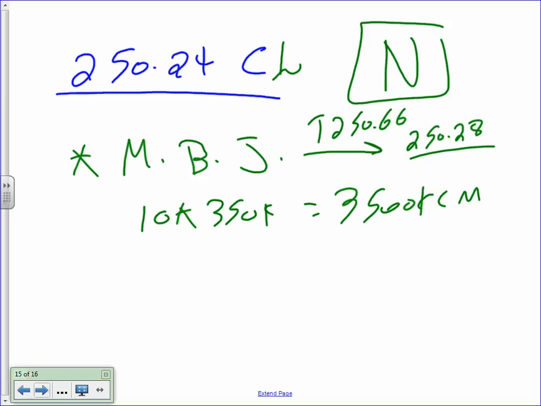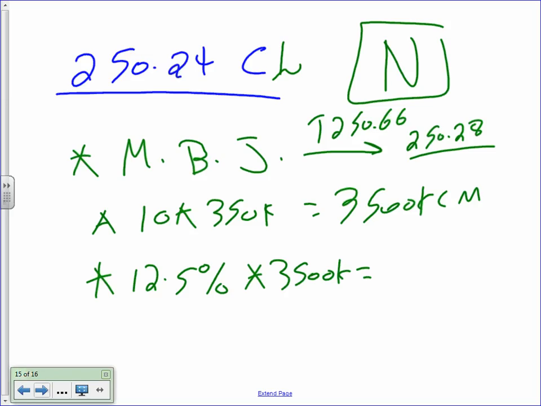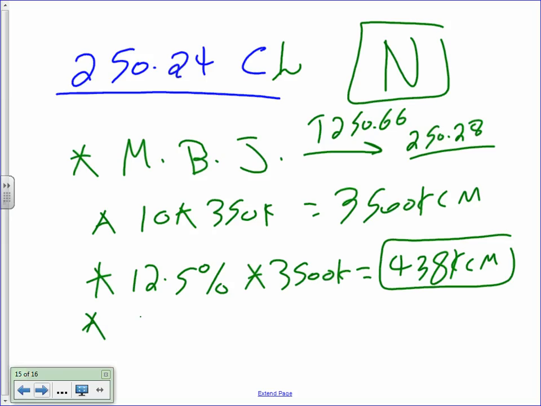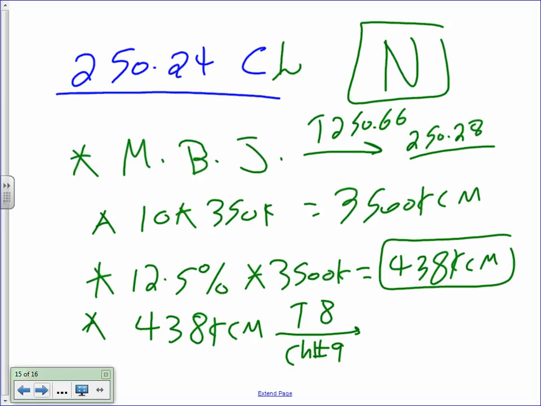Then you take 12.5% times 3500 kcm. That will get you 438 kcm. Okay, and then you take the 438 kcm to Table 8, Chapter 9, and that will get you 500 kcm. This is the main bonding jumper. I promise you we'll talk about this in details.